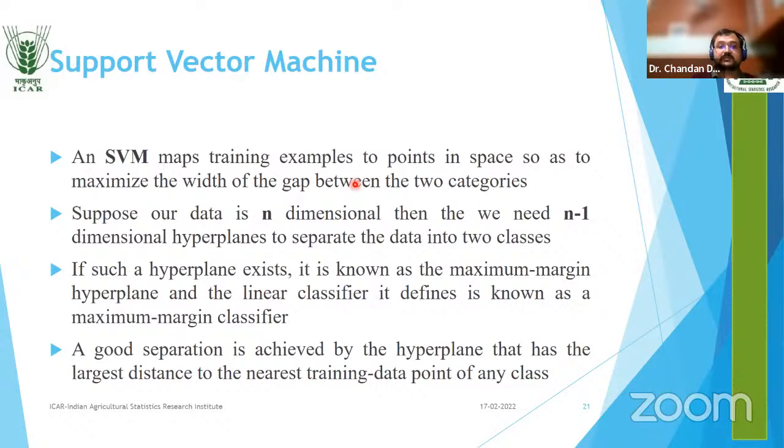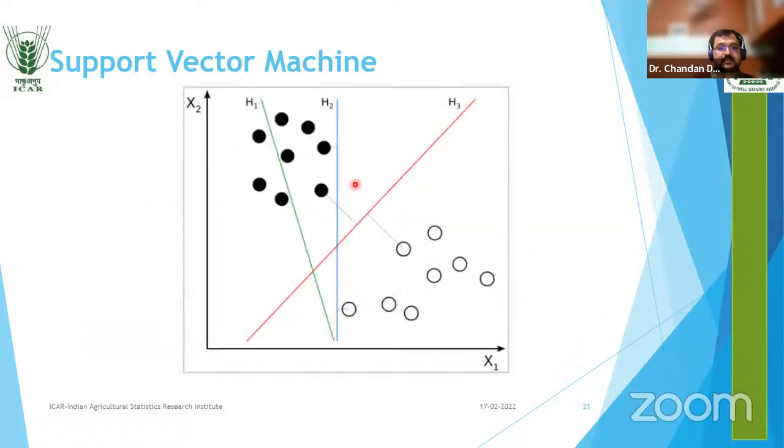But the principle is that the hyperplane is set in such a manner that the two classes have the maximum margin to that hyperplane. In that aspect, the support vector also came. We'll see that in the subsequent slides. So this is the principle of support vector machine.